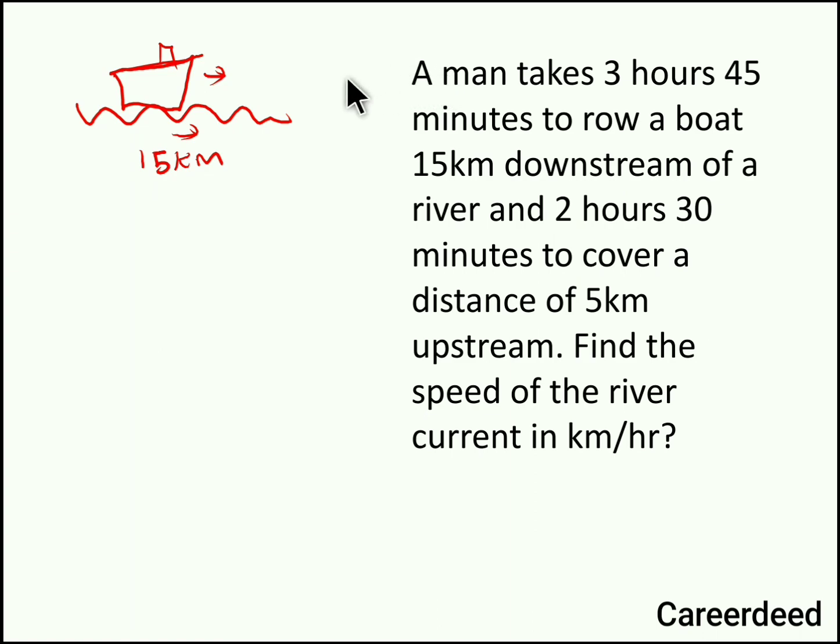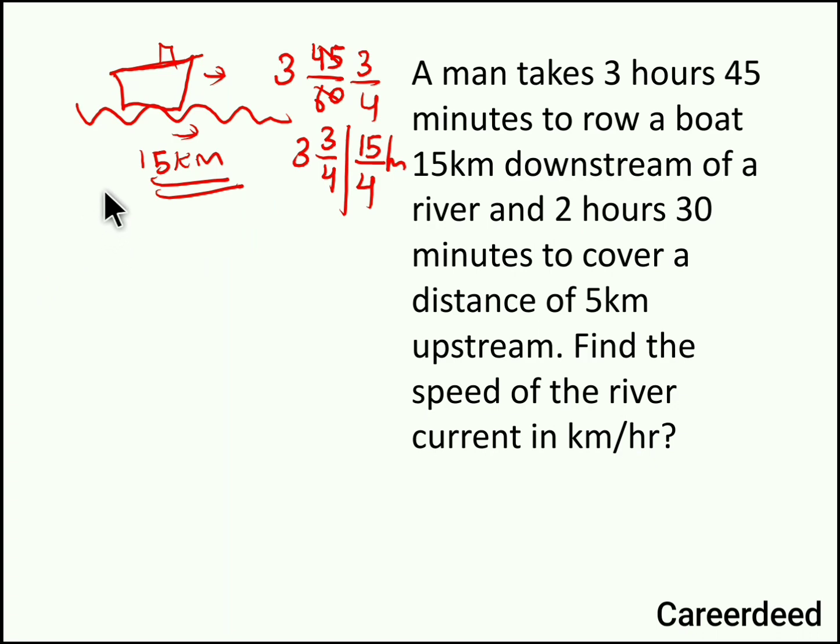Now 3 hours 45 minutes can be converted into hours. So 3 hours is 3 hours, and 45 minutes is 45 by 60 hours. When we cancel we get 3 by 4 hours. So 3 by 4 hours is, 4 threes are 12, 12 plus 3 is 15, so it's 15 by 4 hours. So in 15 by 4 hours a boat can cover 15 km. With this you can easily find the speed of the boat in downstream.